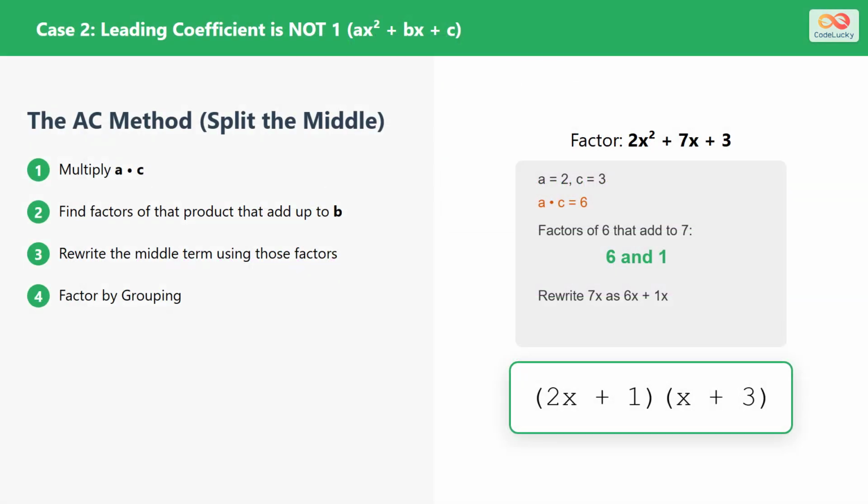When the number in front of x squared is not 1, it gets a bit trickier. We use the AC method, also known as splitting the middle term. First, multiply the first and last numbers, A and C, then find factors of that product that add up to the middle number, B. You use those numbers to rewrite the middle term, splitting it into 2. This turns the problem into a 4-term polynomial, which allows you to solve it by grouping.